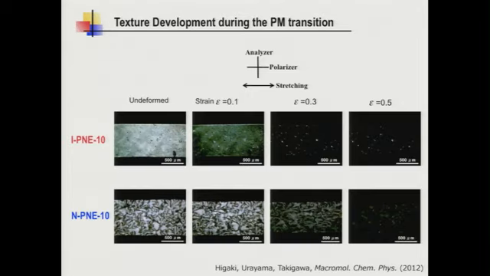We also made observations of the texture development during the transitions. In this case, the optical axis of one polarizer is parallel to the stretching direction. In the case of high stretching, the appearance becomes totally dark. But in the case of nematic genesis, you can see some remnant of the initial textures even at high stretch.